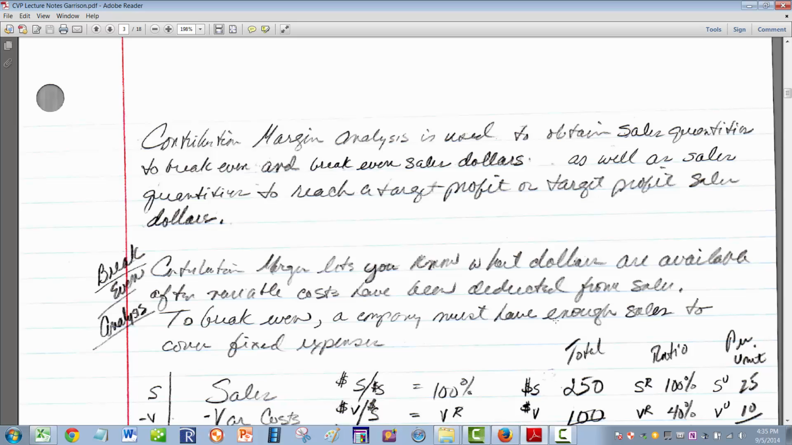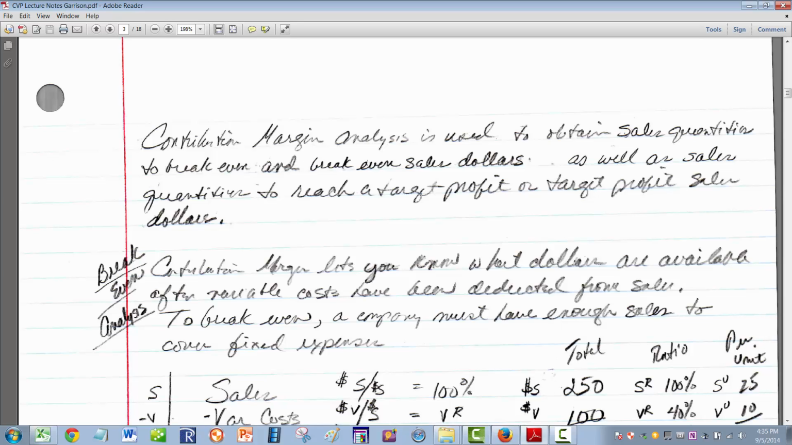So contribution margin analysis is used to obtain sales quantities to break even. A company wants to know, how many units do I have to sell in order to break even? Because if you can break even, a company can stay in business for the next month. So it's kind of like a zero-sum game, kind of like the bottom line. What do I need to know to break even?